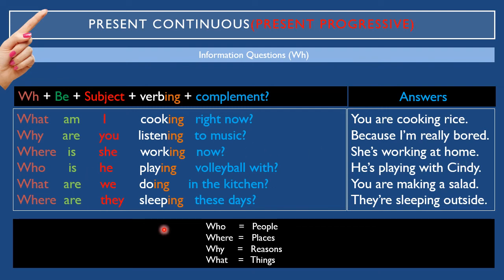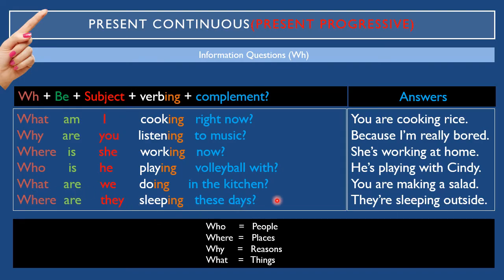Who is he playing volleyball with? So he's playing with a person. We want to know the person that is playing with this guy. So who is he playing with? He's playing with Cindy. Who? With Cindy.